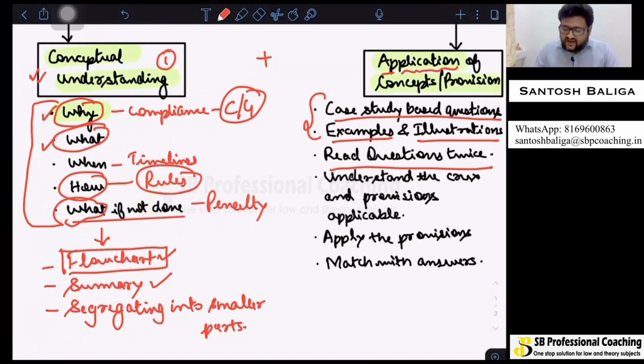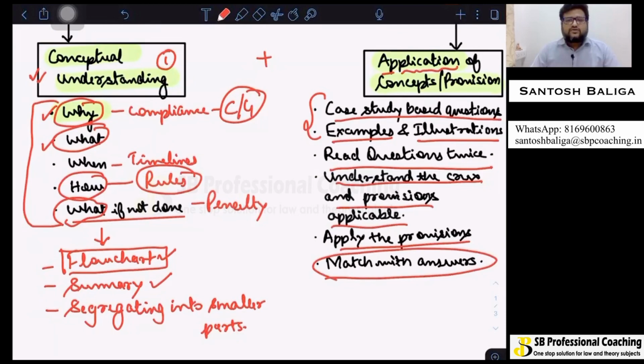Okay. Next is understand the crux and the provisions applicable. Once you have read the question twice, understand what the question is, what is the problem that the question is trying to address, and what it is expecting from you. Which provision will be applicable in such a question? This is something that you have to think about. Take a piece of paper and write over there in rough, in points, what the crux is and what the provisions applicable are before you look into the answers. Apply the provisions and then match with the answers. So this is how you will develop an application skill.